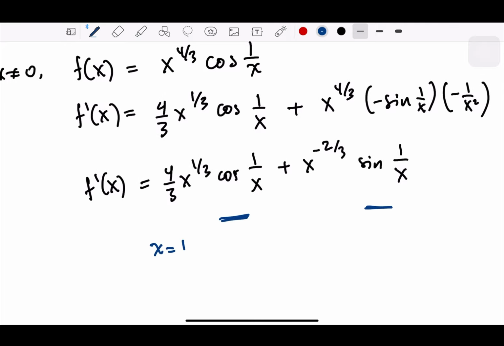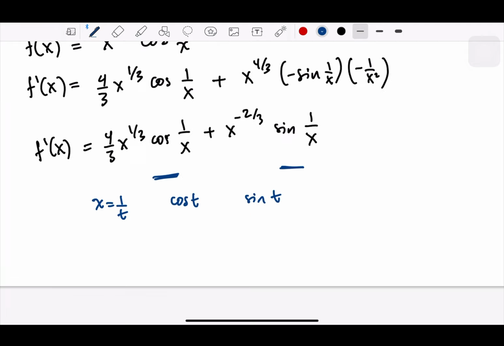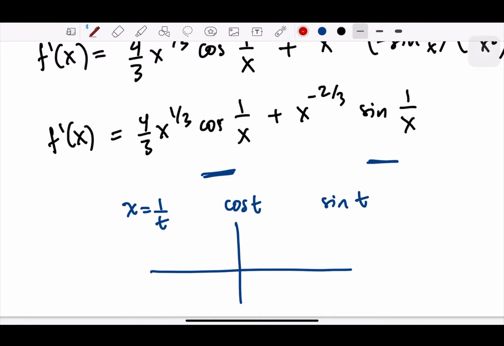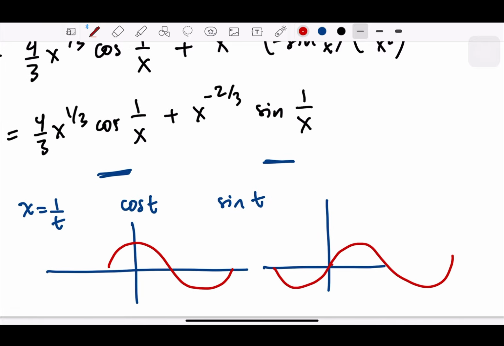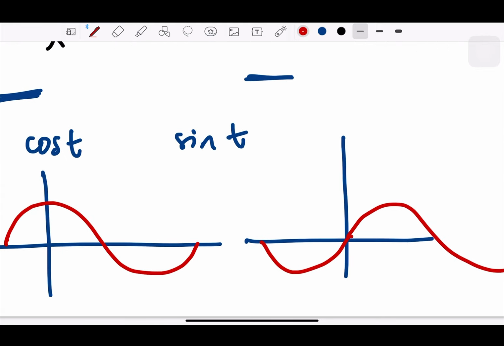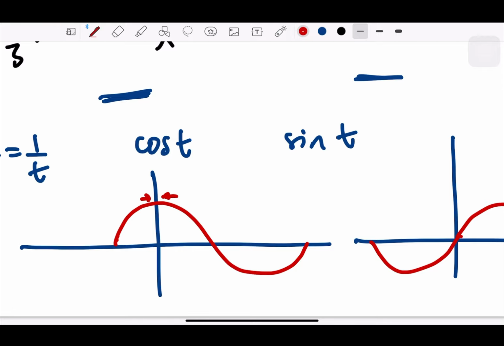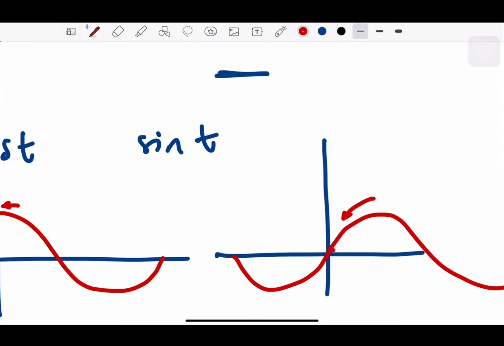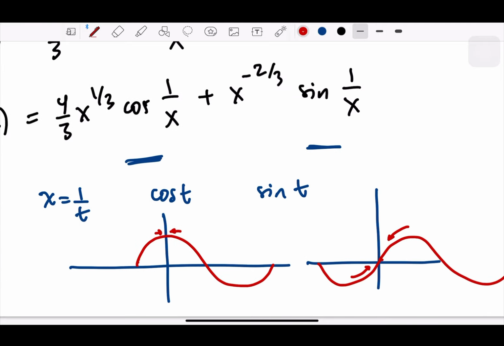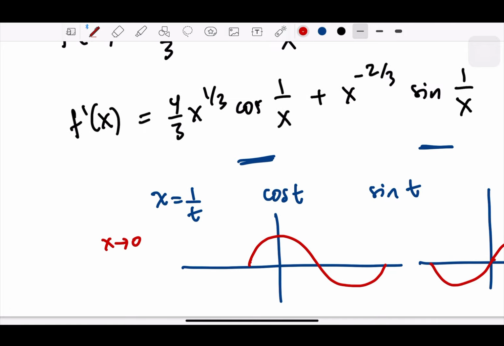You can check with x equals 1/t, and you can evaluate cos t and sin t. If you draw this, this is cos, this is sine. When you approach 0 from left and right, notice that for cosine it's not having a big problem here, but if you add something with sine, you're going here and you're going here. Oh, sorry, because x goes to 0, t goes to infinity.